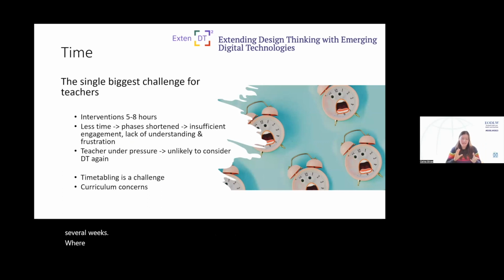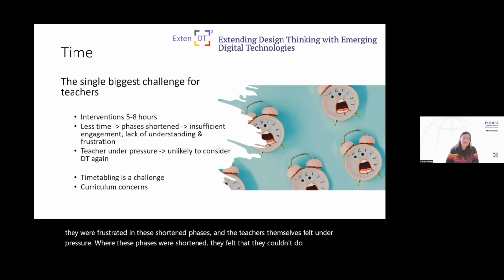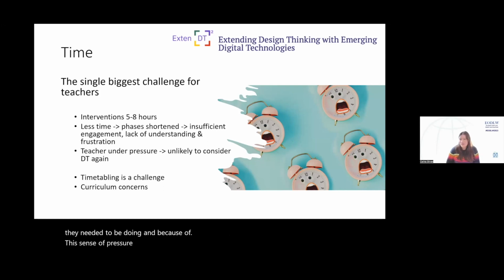Where the interventions took place in less time, the design thinking phases were typically shortened. And as a result, teachers felt there was insufficient engagement from students. They tended to have a lack of understanding, and they were frustrated in these shortened phases. And the teachers themselves felt under pressure where these phases were shortened. They felt that they couldn't do everything that they needed to be doing. And because of this sense of pressure, some of them felt that they were unlikely to consider doing design thinking activities again.